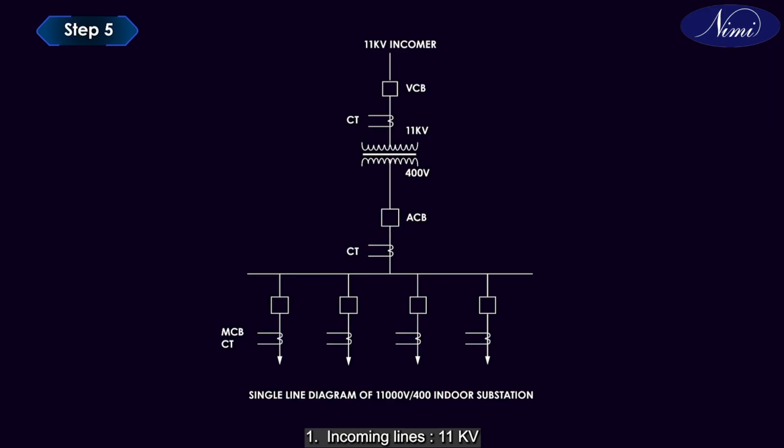Number 1. Incoming lines, 11 kilovolts. Number 2. Circuit breaker, vacuum circuit breaker, 11 kilovolts. Number 3. Transformer, step down transformer, delta, star, 11 kilovolts, 400 volts. Number 4. Circuit breaker, air circuit breaker, 400 volt.